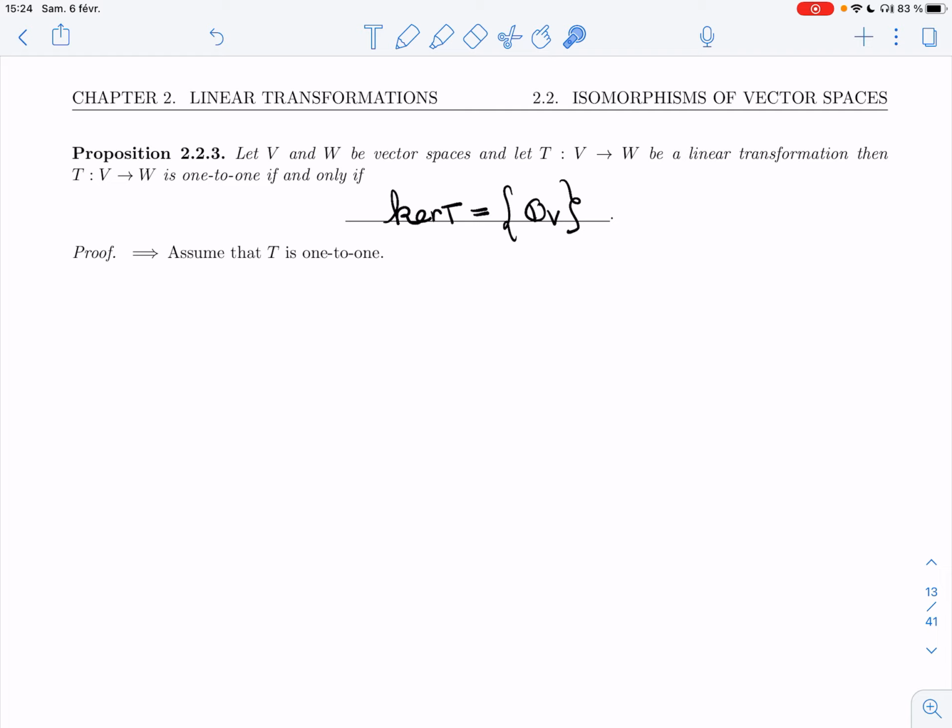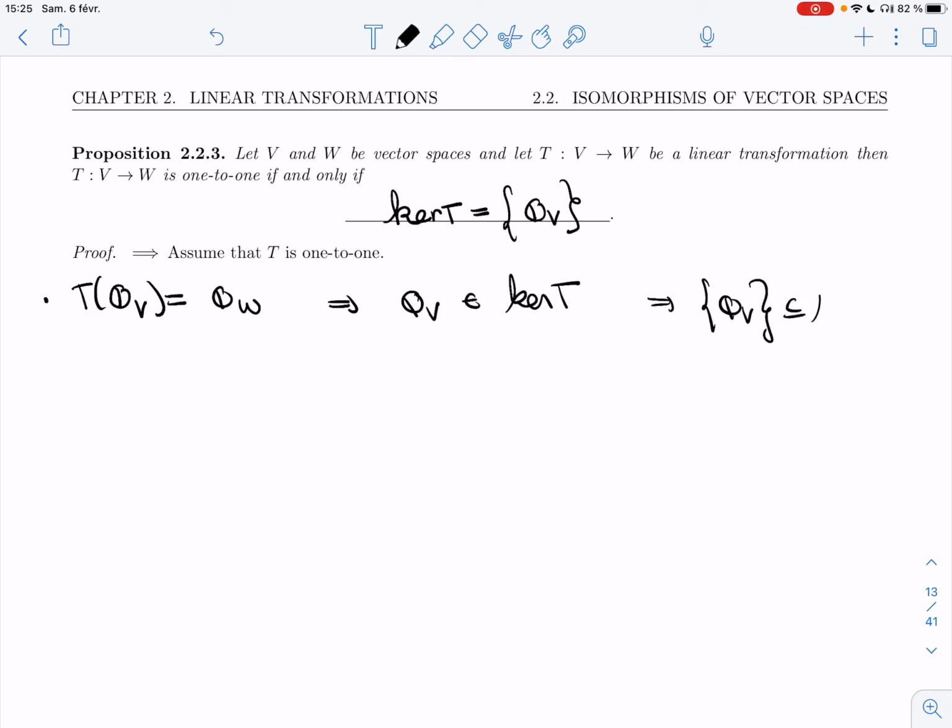All right, so let's prove this. I'm going to start by assuming that T is one-to-one. And then we can say that T of 0_V is 0_W. That means 0_V is in the kernel. Well, that was a bit obvious because it's a subspace, but I want to use this because I'll use it again. So that means I've proven that this set is inside the kernel of T.